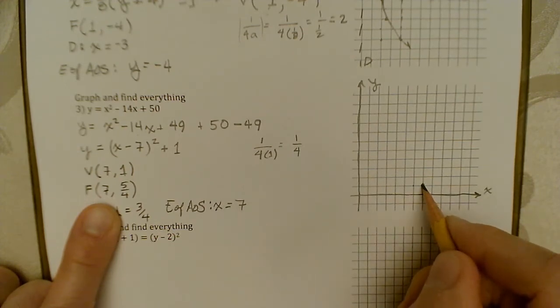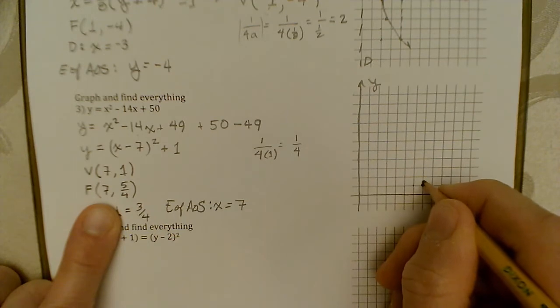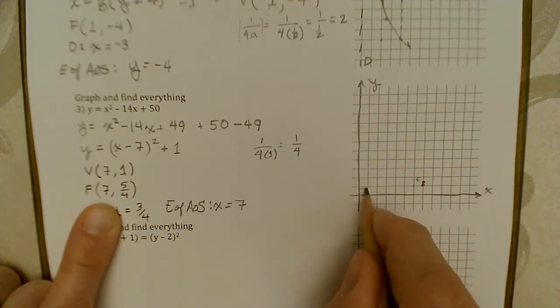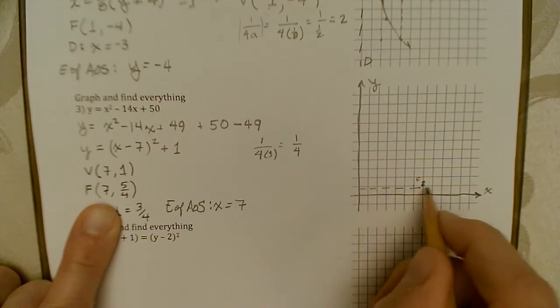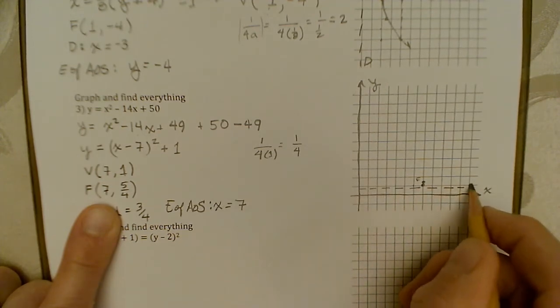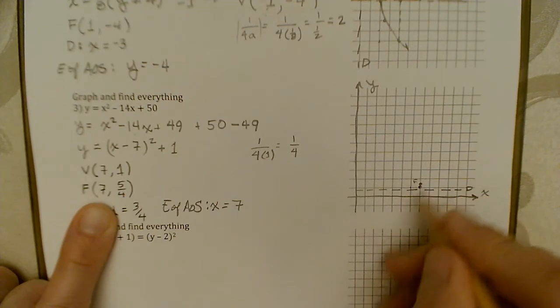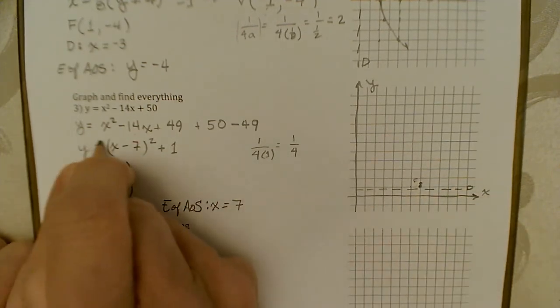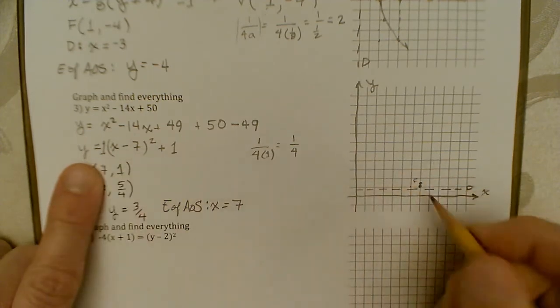And then, let's see, the focus is a fourth away. It's so close you almost can't even plot them separately. The directrix is at 3/4, so it's right here. Directrix. And then plotting the points is easy. This is just a basic parabola, right? The A is a 1, so this is pretty simple.